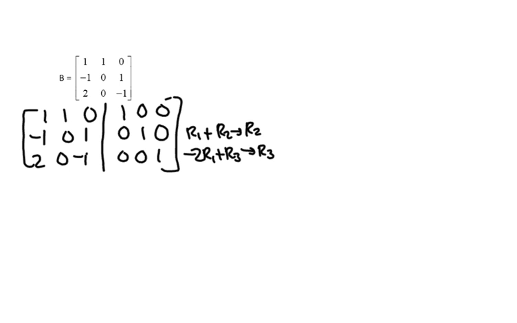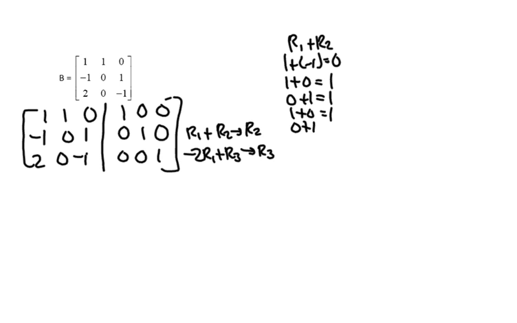Okay, so here I'll do R1 plus R2. Well, that's 1 plus -1, that's 0. And we've got 1 plus 0. And we've got 0 plus 1. We've got 1 plus 0. We've got 0 plus 1. And we've got 0 plus 0.